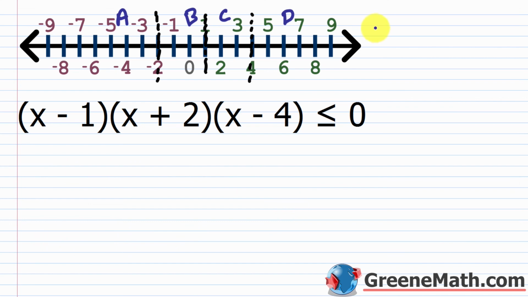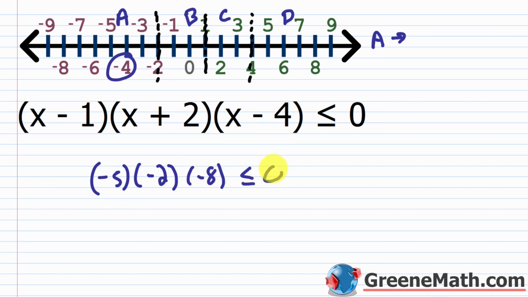Let's just choose a point from each interval and see if it works. So for interval A, let's just choose negative 4. So negative 4 minus 1 is negative 5. And then negative 4 plus 2 would be negative 2, so times negative 2. And then negative 4 minus 4 would be negative 8. So is this less than or equal to 0? I don't even need to go through here and multiply. I know that a negative times a negative times a negative, basically 3 negatives, would give me a negative. A negative is always less than 0, so this part is true.